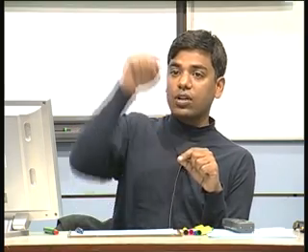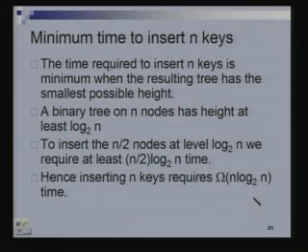To insert each one of those leaves, you will take how much time? Log n, because you have to come down the entire tree. So to insert each one of those n by 2 keys, you take log n time. Just to insert the leaves, you take n by 2 times log n time, which is omega of n log n, a function growing at least as fast as some constant times n log n. So in the best case, you are taking n log n time.